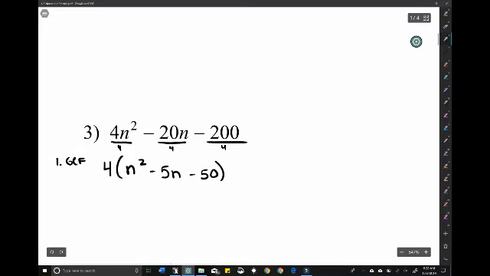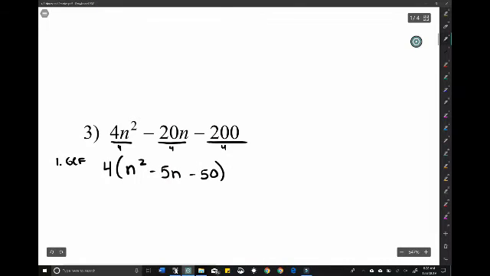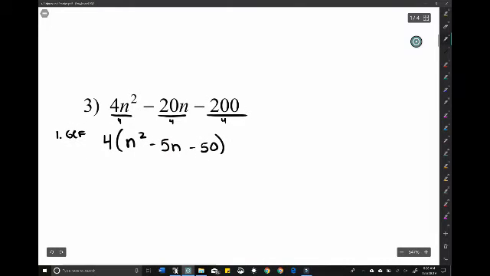If you're not sure, type it in your calculator. When in doubt, type it out. 200 divided by 4, there we go. Okay, so we got that 4 out front. Next, we're going to use the factor trees. We're going to leave the 4 out front. The factors of this are n and n. We need factors of negative 50 that add to negative 5.